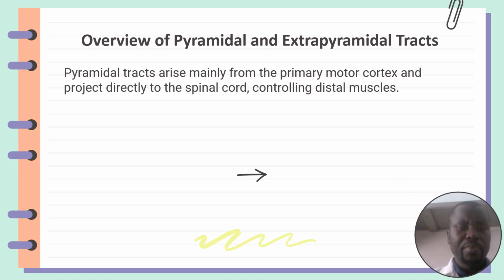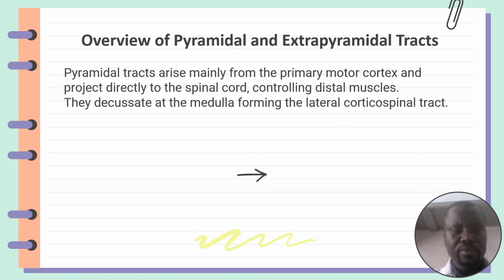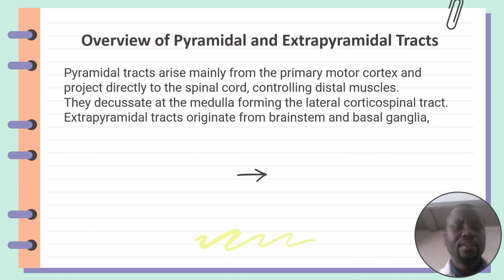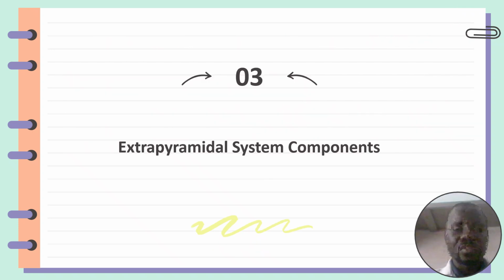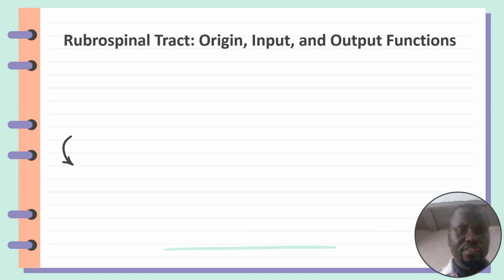We are saying pyramidal tracts arise from the primary motor cortex and project downwards, direct to the spinal cord, controlling distal muscles without stopping or synapsing with any other neuron. They decussate in the medulla. The extrapyramidal tracts originate from the brainstem and basal ganglia, and they regulate posture and voluntary movement of the trunk and proximal muscles. Let's look at the extrapyramidal components.